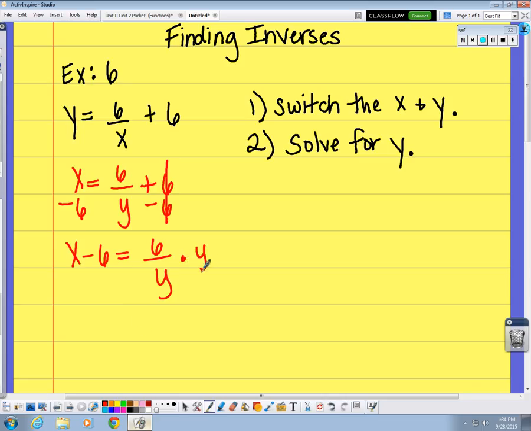Multiply it. Okay, don't write, just keep watching. I'll give you time to copy. Then you multiply all of this over here by the y. Okay, over here they cancel each other out. And now you have y times x minus 6 equals 6.